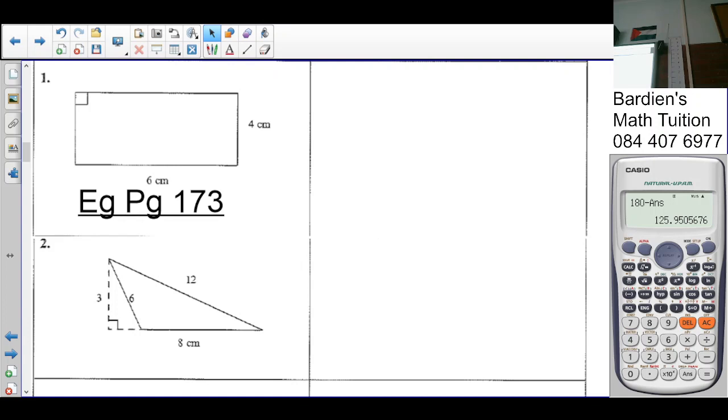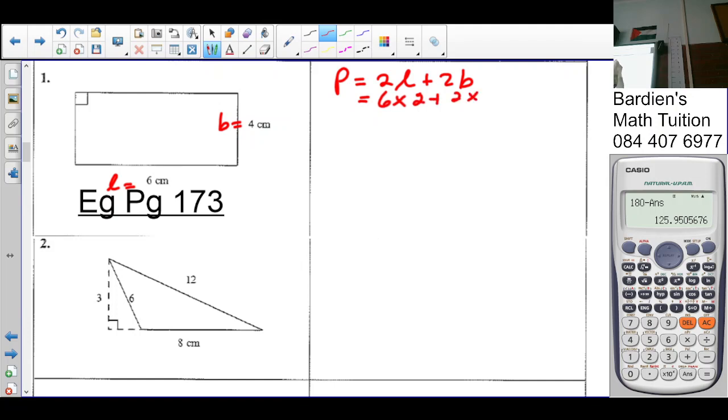Right, so perimeter is equal to 2 length plus 2 breadth. We start off with the formula first. So if my length is 6 and the breadth is 4, it's going to be 6 times 2 plus 2 times 4. What's 6 times 2? 12 plus 8 is 20 centimeters. You all got that?